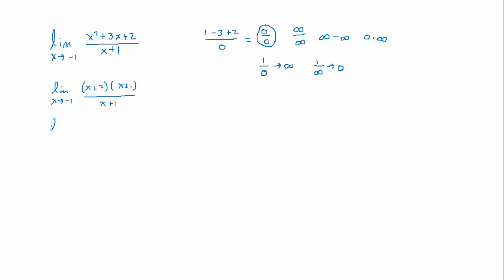And so this limit would simplify to the limit as x approaches -1 of just x plus 2. Now we can substitute again the -1 in for the x, and we don't have a problem this time. We just get our answer of 1.